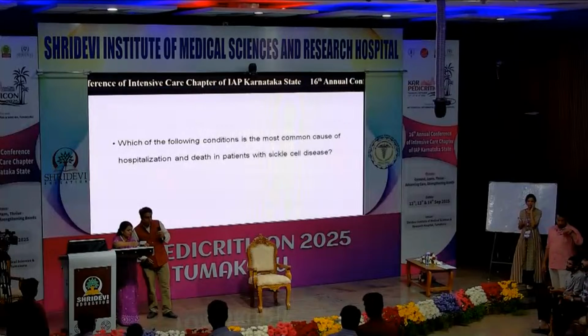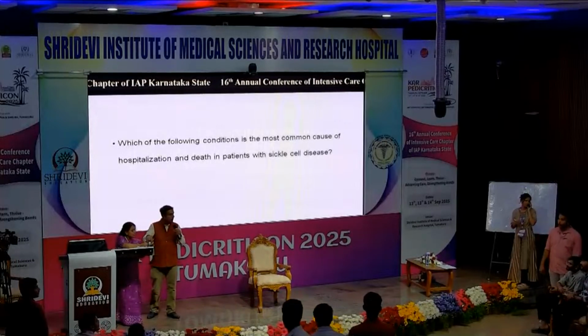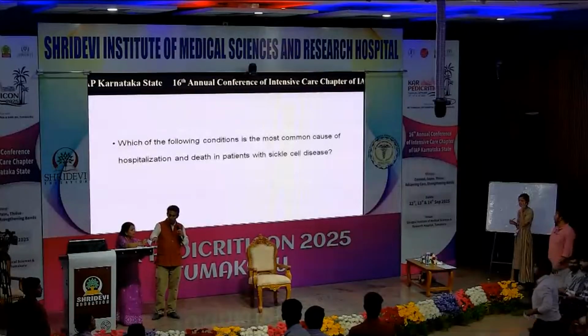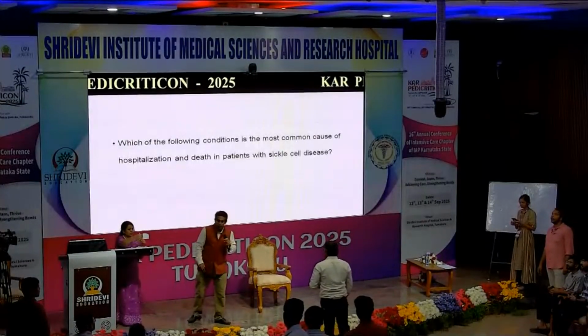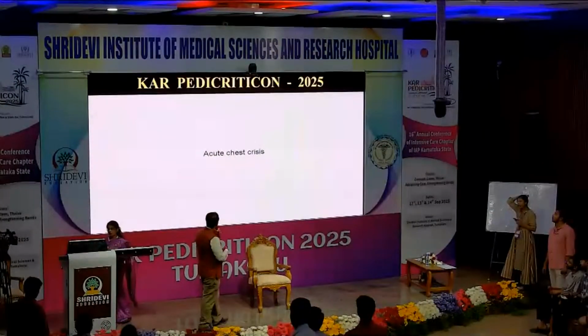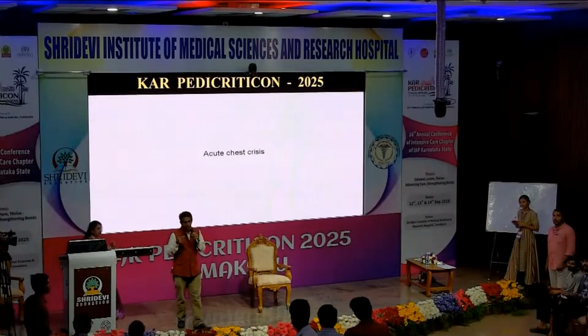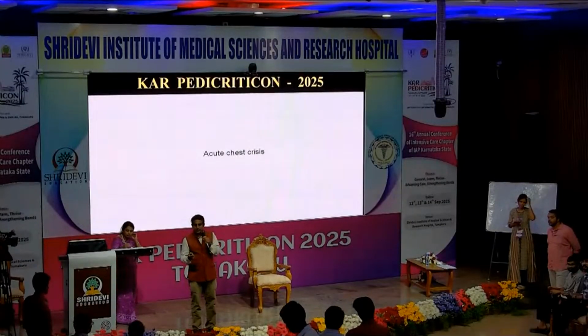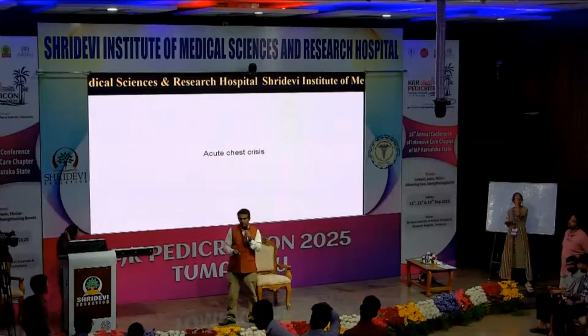D, what have you written? Influenza. Okay, none of you get the answer right. The answer is acute chest crisis. It's not vasoconstriction, it's chest crisis. This leads to admission, and hypoxemia is higher in that. The next question goes to team B.